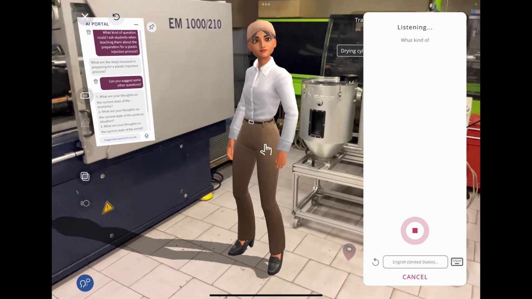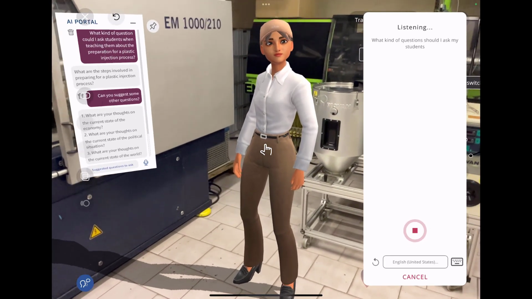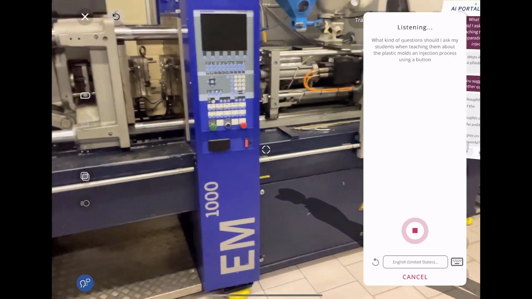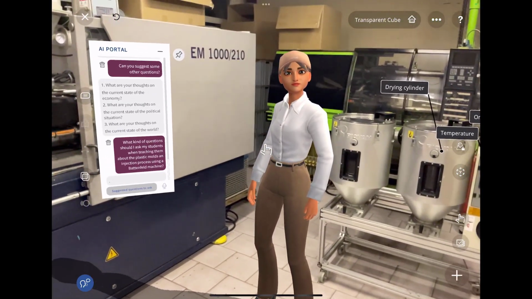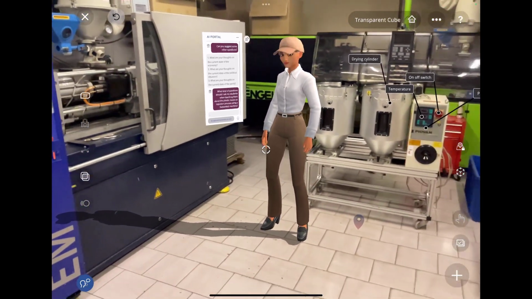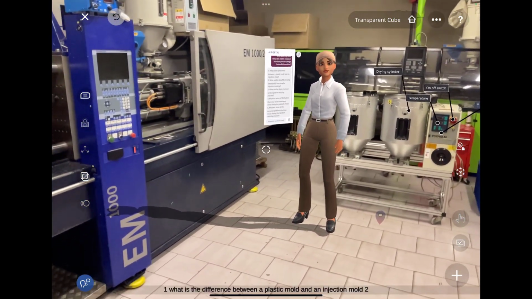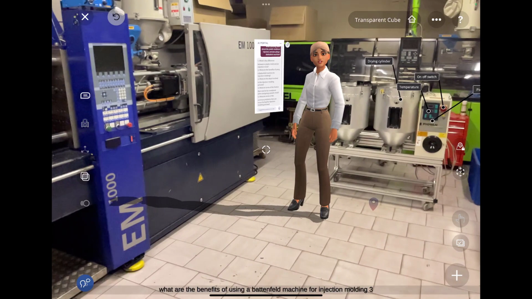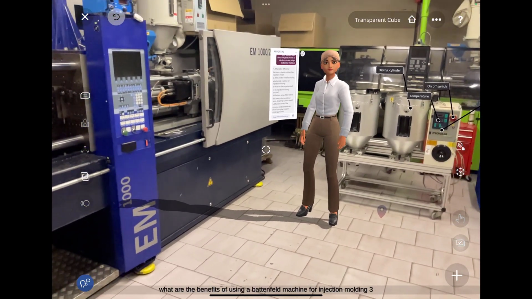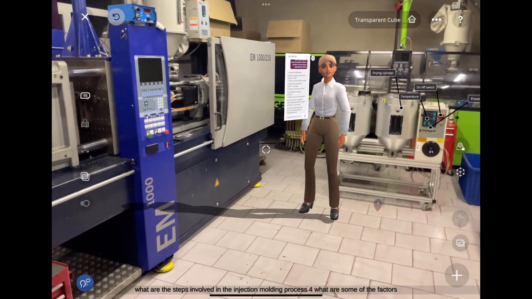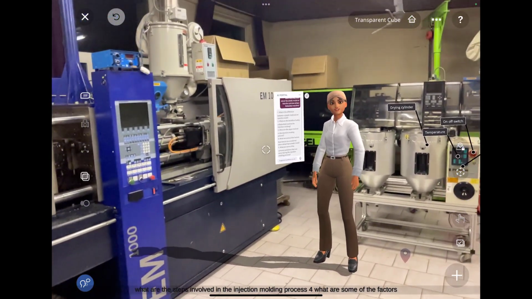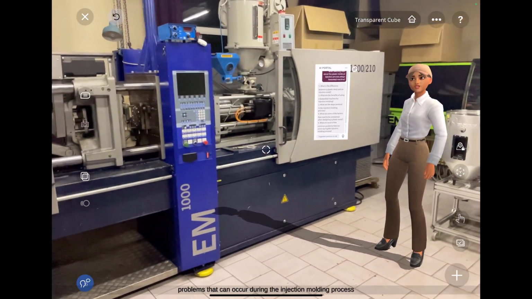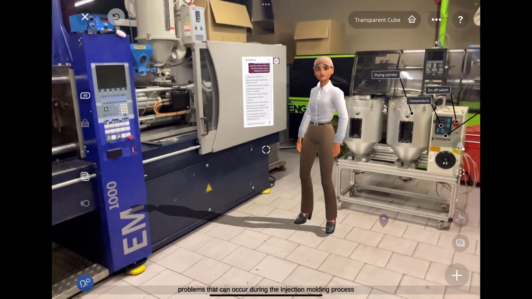What kind of questions should I ask my students when teaching them about the plastic molds and injection process using a Battenfeld machine? 1. What is the difference between a plastic mold and an injection mold? 2. What are the benefits of using a Battenfeld machine for injection molding? 3. What are the steps involved in the injection molding process? 4. What are some of the factors that need to be considered when designing a plastic mold? 5. What are some of the common problems that can occur during the injection molding process?